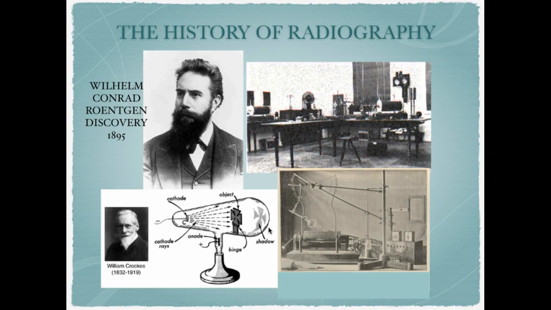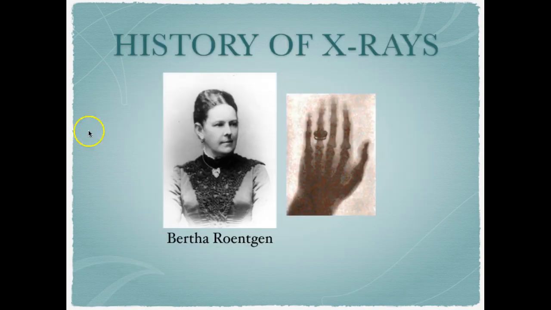Well, he was so excited that he ran and got his wife Bertha, and then took her hand between the Crookes tube and the fluorescent screen and also duplicated what had happened. There was her hand with a ring, and it was the bones of her hand. Well, she was horrified. She felt like she had seen death and never went into the lab again.